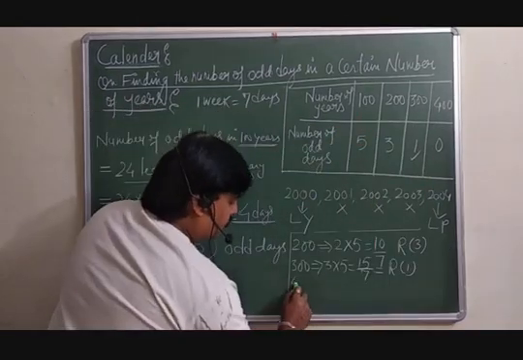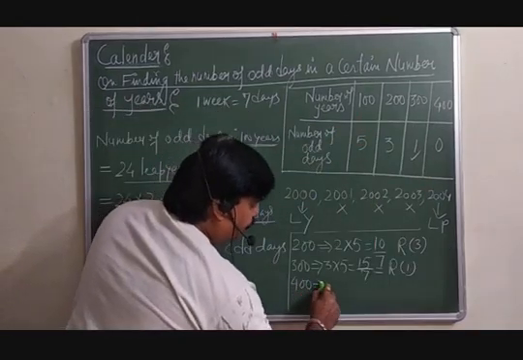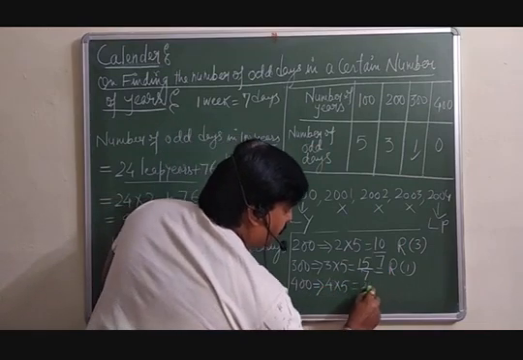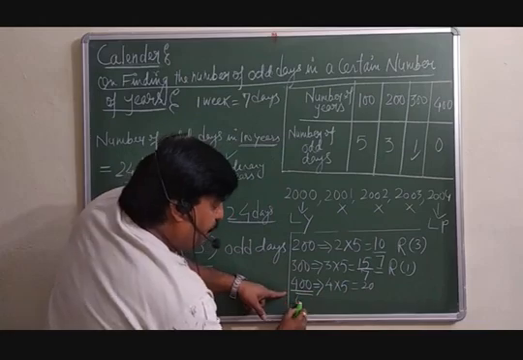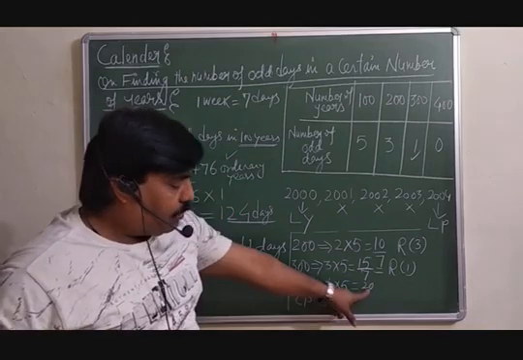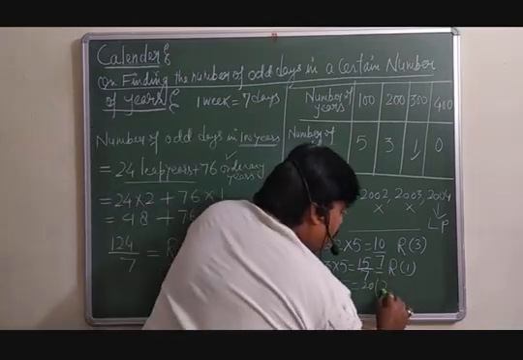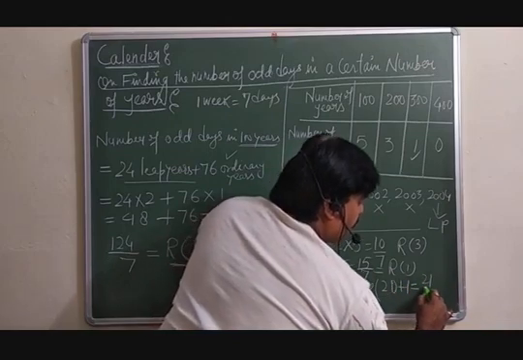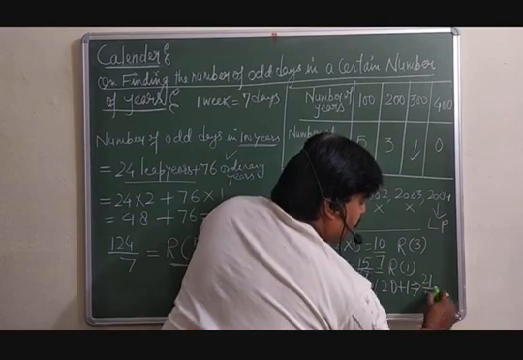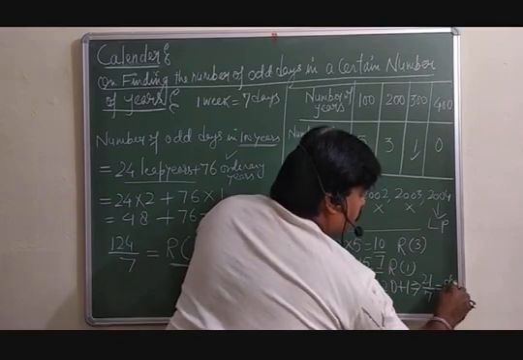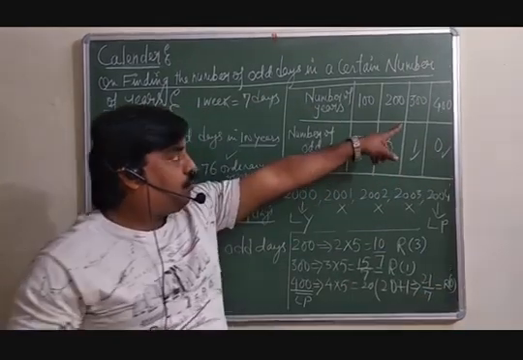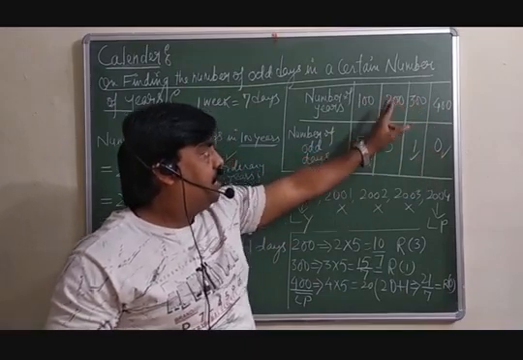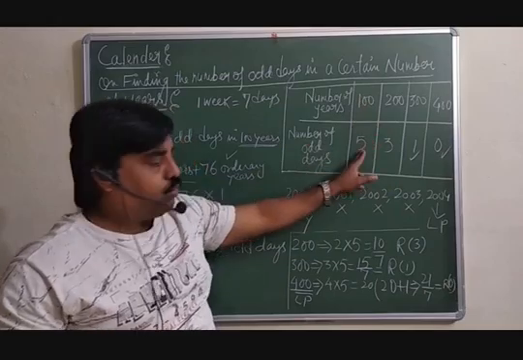In 400 years, there will be 4 into 5, that is 20. But this is a leap year, so whatever number comes here, you are supposed to add 1. In the case of the leap, 21 divided by 7 gives remainder 0. So in 400 years, the odd days is 0. In 300 years it is 1 odd day, in 200 it is 3, and in 100 it is 5.